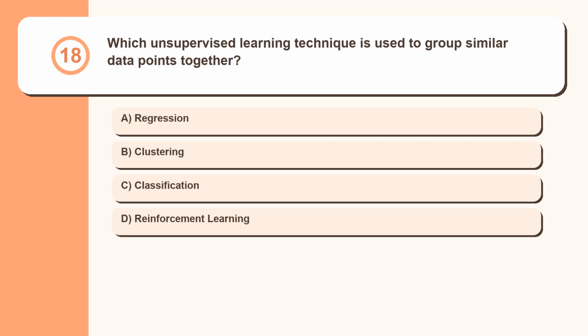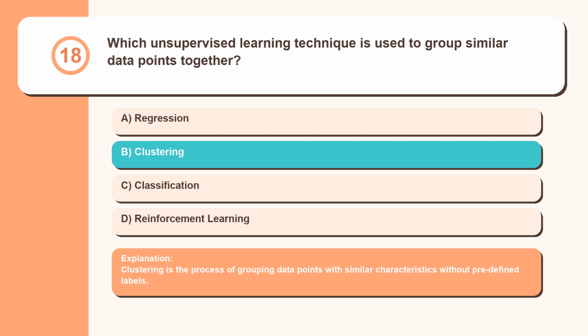Question 18. Which unsupervised learning technique is used to group similar data points together? Regression, clustering, classification, reinforcement learning. Clustering is the process of grouping data points with similar characteristics without predefined labels.